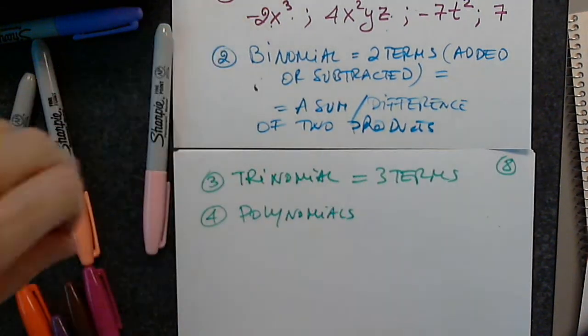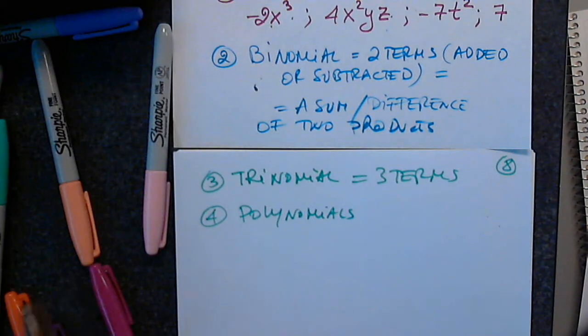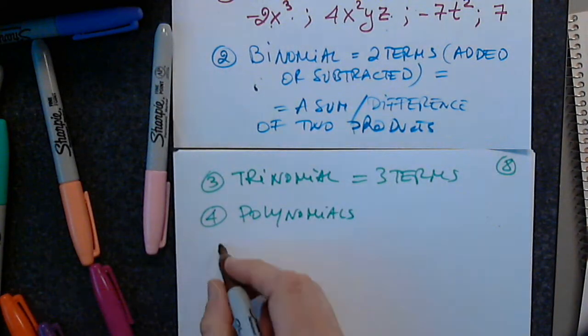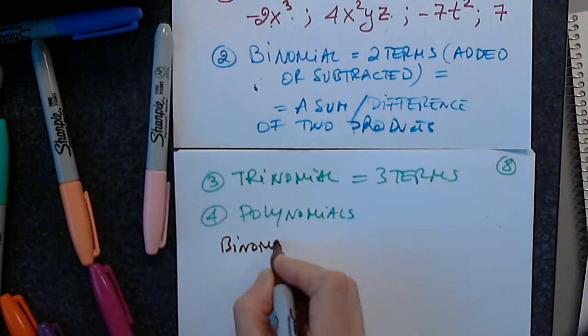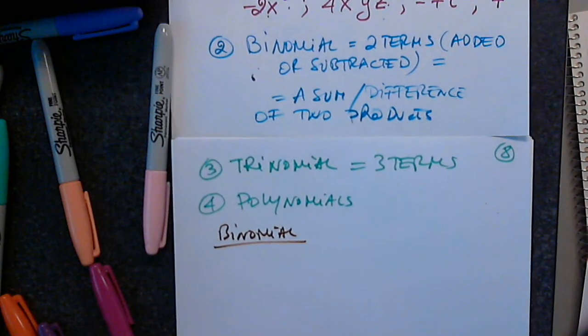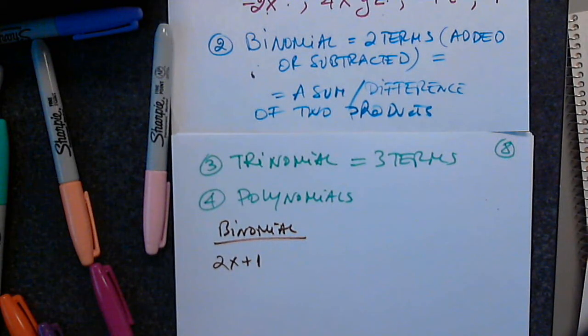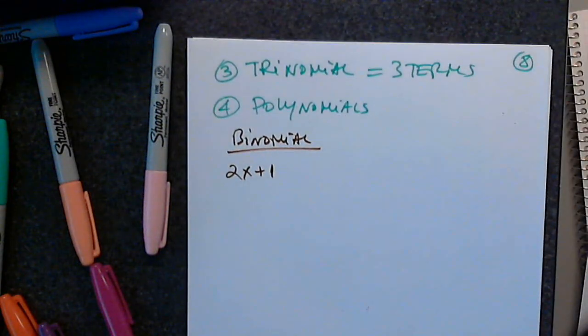So let me give you an example, a couple of examples of binomials, trinomials, and polynomials. I should have done that here. So a binomial. Examples. Let's say 2x plus 1. This is a binomial. Can you give me one? Can you give me an example of a binomial?